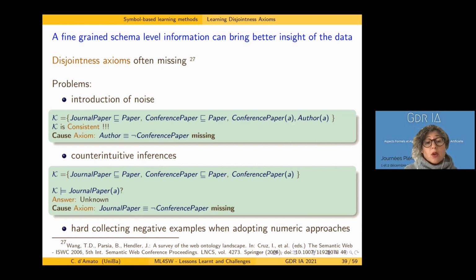Additionally, because of the absence of knowledge of disjointness axioms, we can also have counterintuitive results, which is what is shown in this simple example, in which again we have our journal paper and conference paper as subconcepts of the concept paper, and now we have just one assertion, which is that the individual A is an instance of the concept conference paper.